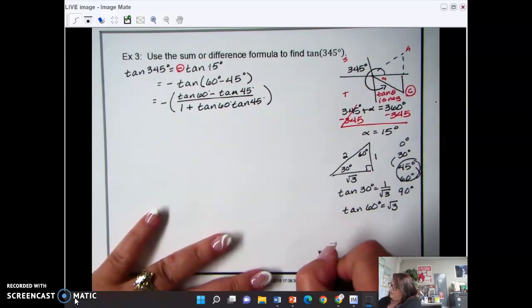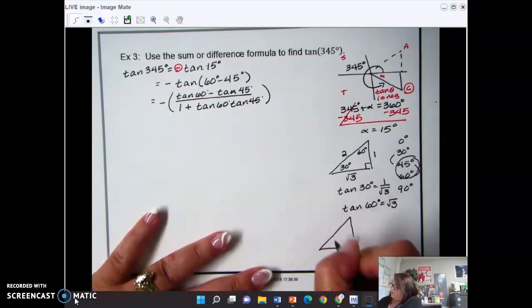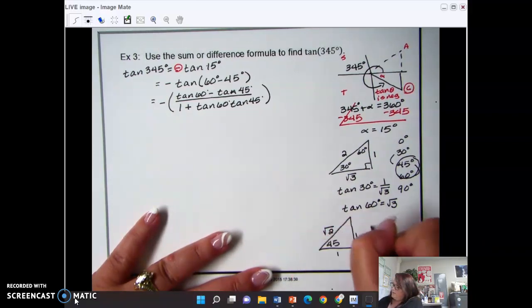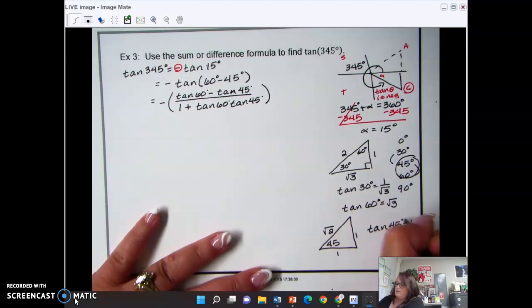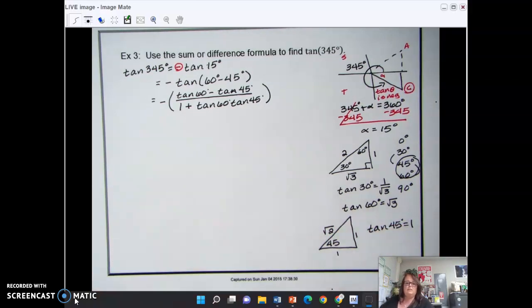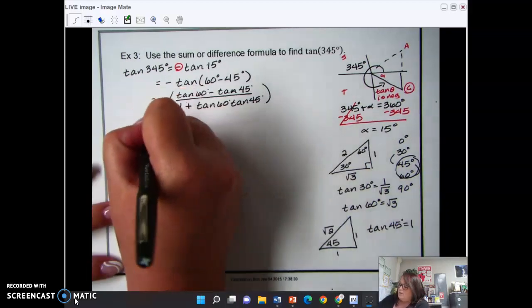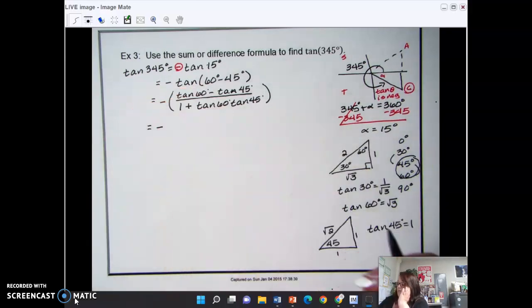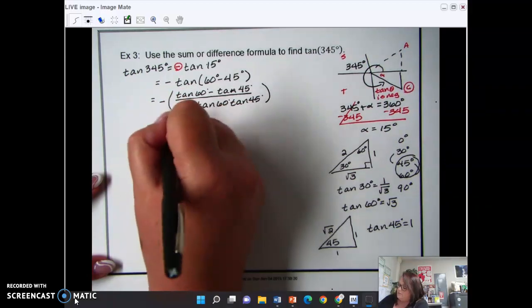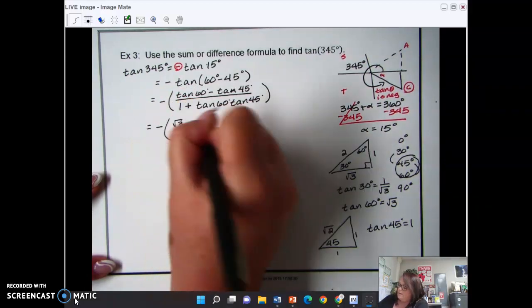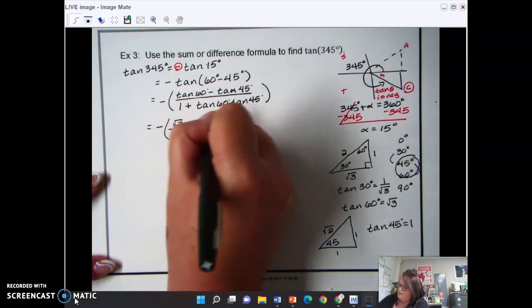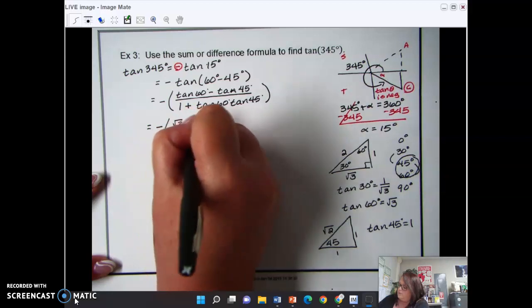So if we look at a 45, 45, 90 triangle real quick, we would say that the tangent of 45 is opposite of 1 over adjacent of 1, so the tangent of 45 degrees is just 1. So when I substitute, I have negative, and then tangent of 60 we said was root 3 minus 1 over 1 plus root 3 times 1.